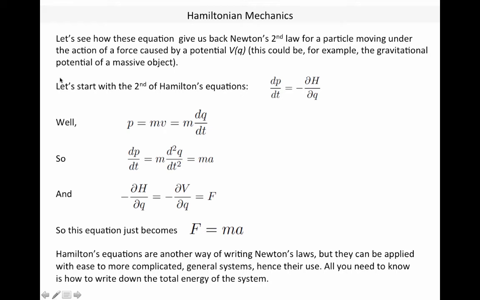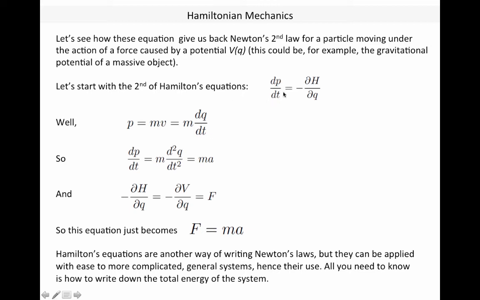Let's just prove that it gives us Newton's second law when we want it to. Suppose, for example, we're dealing with a single particle traveling under a gravitational force. So this could be a tennis ball that I've just thrown in the air. The gravitational potential energy I'm going to call V of q. So let's start with the second of Hamilton's equations.